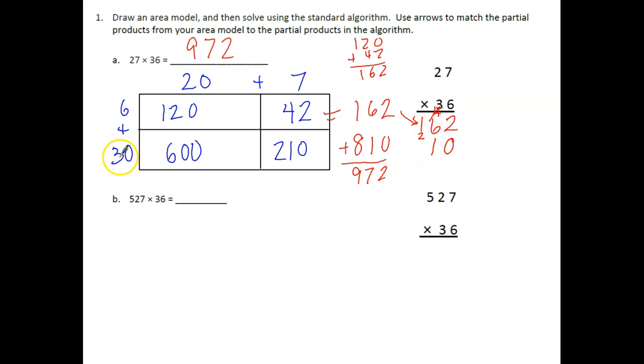Now I have 30 or 3 tens times 2 tens, which is 600, plus my 200 is going to be equal to 800. Cross my 2 out because I used it. Now I have 810, which matches up with my partial product here. I add those together. I get 2 ones, 7 tens, and 9 hundreds. It's 972.